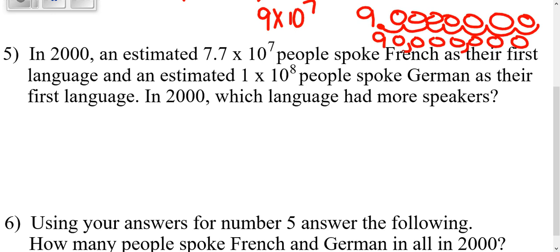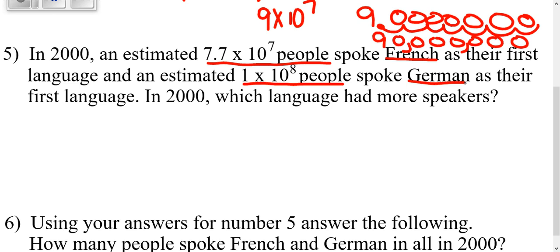So that's basically it. All right, in 2000, an estimated 7.7 times 10 to the 7th people spoke French. An estimated 1 times 10 to the 8th spoke German as the first language. In 2000, which language had more speakers? So just basically saying which one's greater, which one had more speakers, French and German.